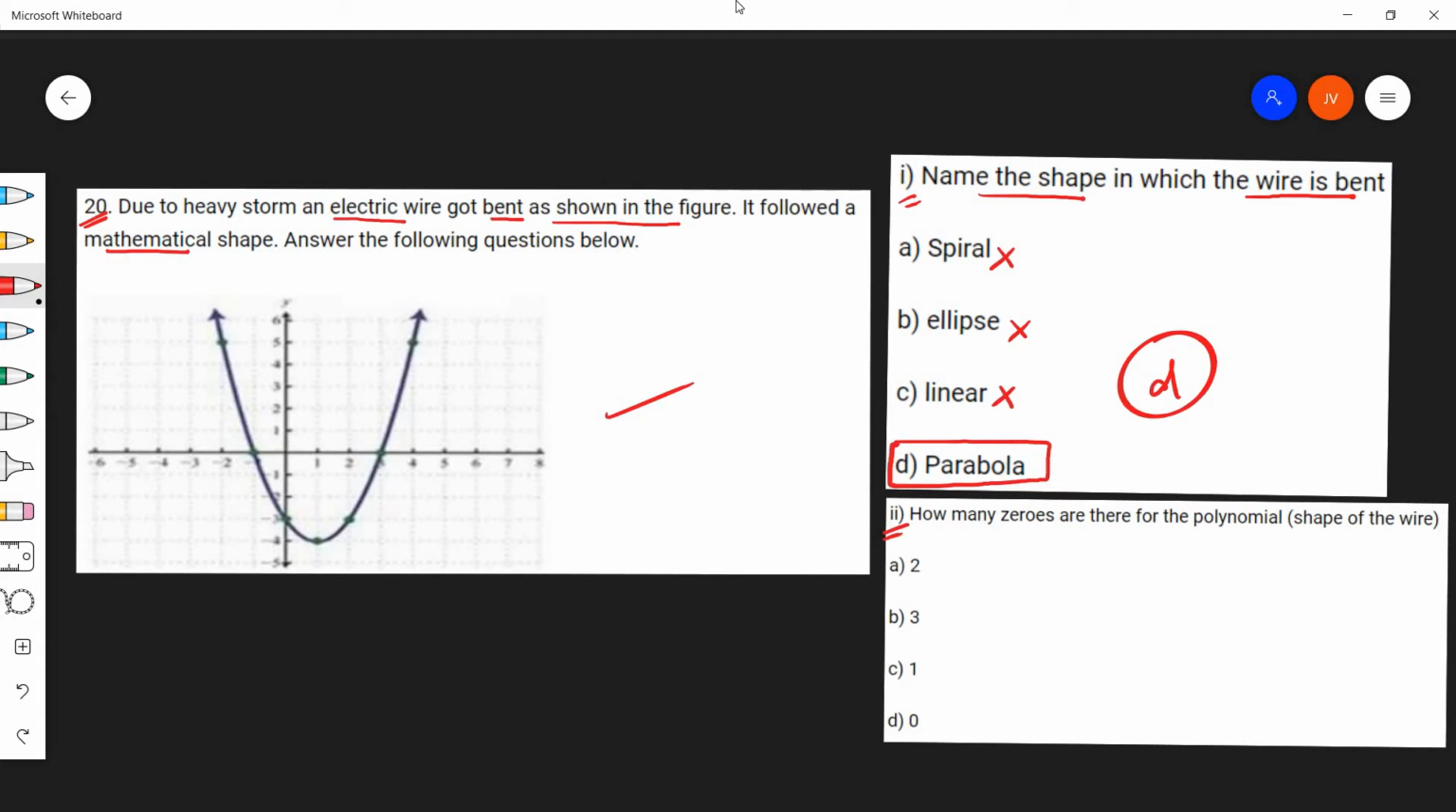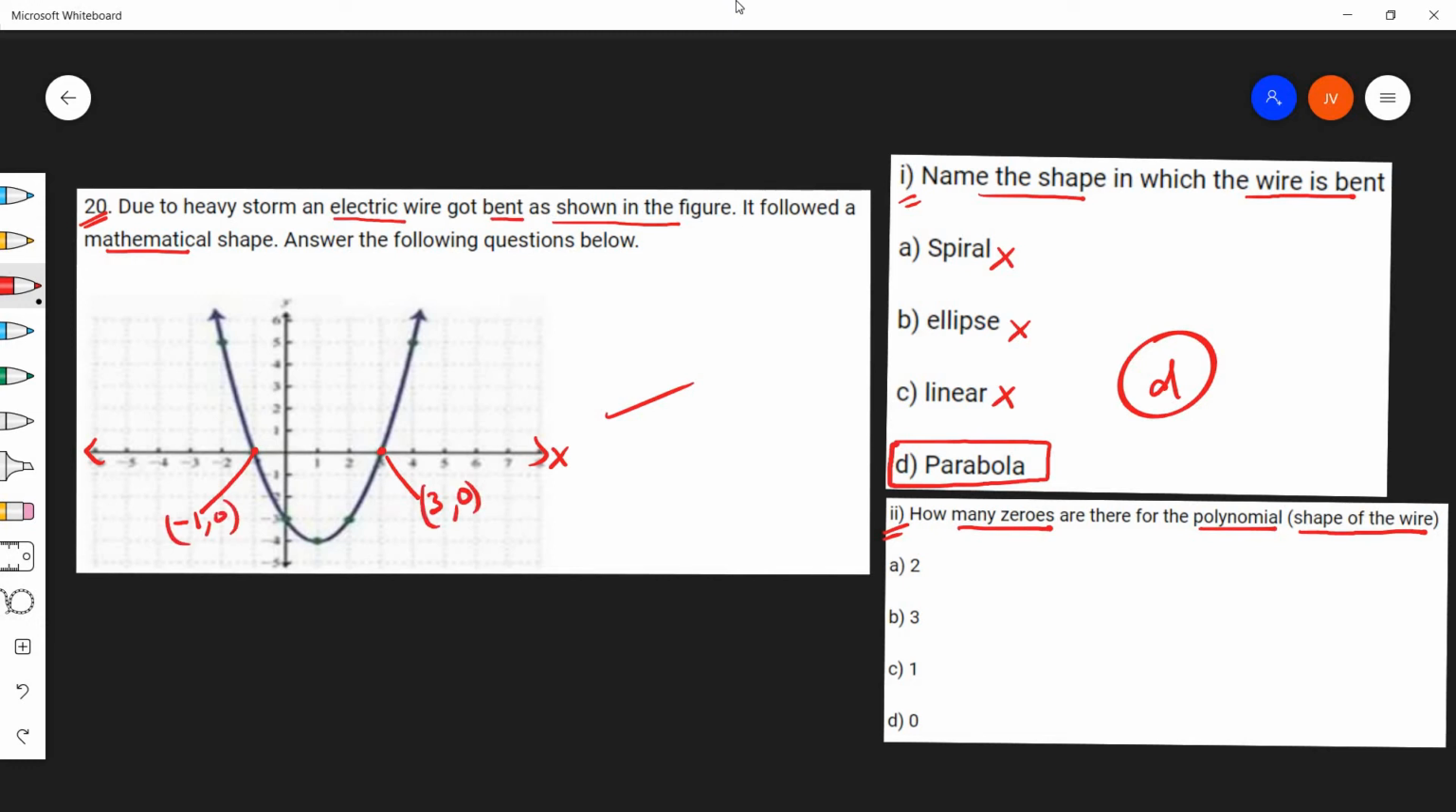Now the second question: how many zeros are there for the polynomial that is the shape of the wire? Zeros, roots, solutions mean the same, that is the value of the variable, that means the value of x. But graphically, zeros means the points where the graph intersects the x-axis. This graph intersects the x-axis in 2 distinct points. One point is -1 and another is +3. In coordinate form, (-1, 0) and (3, 0).